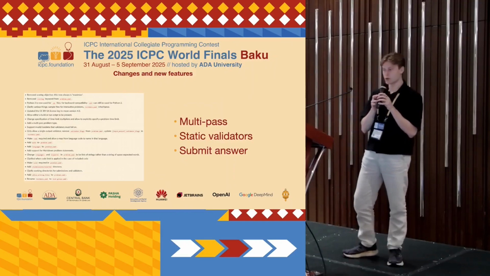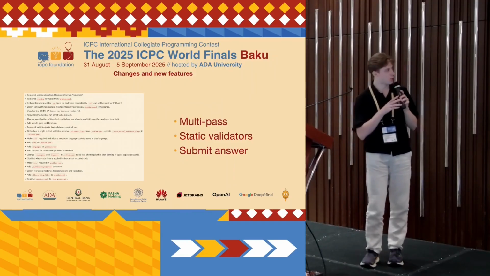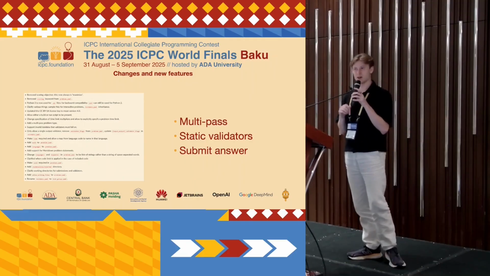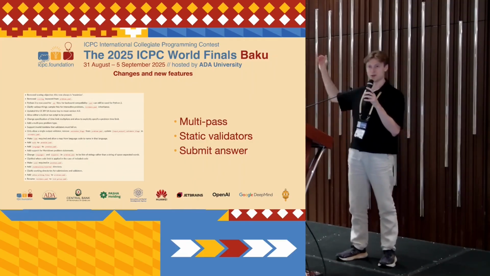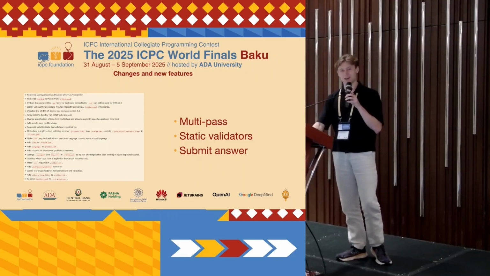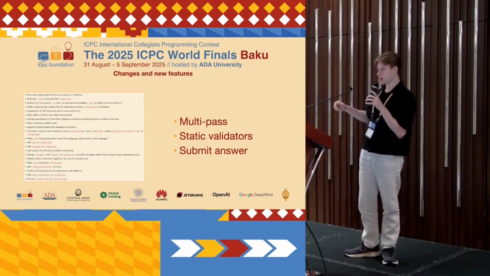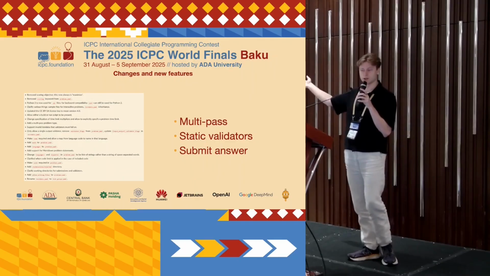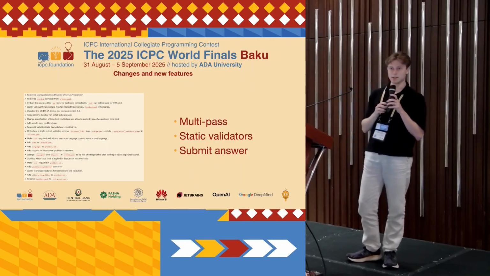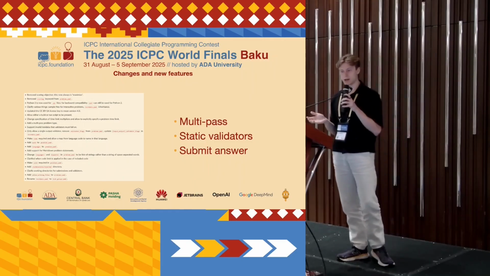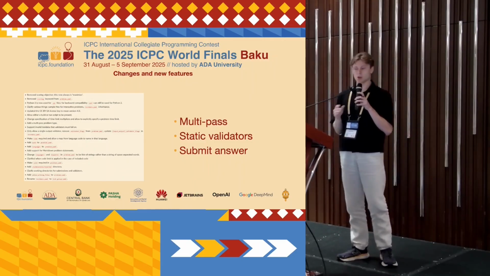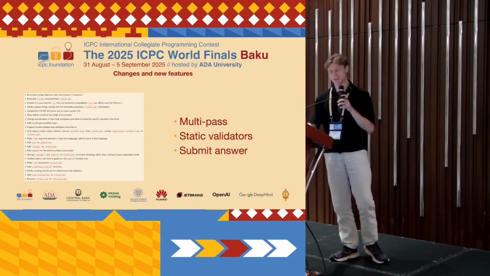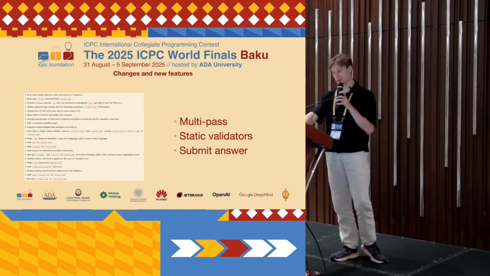So I'm going to be going over some changes. As you can see, there's quite a lot of changes, and I would argue not everything is fully listed, and many of the bullet points are very, very complex, and we could talk about them for many, many hours. So I've limited myself to mostly talk about the 3 points you see there: multipass, static validators, and submit answer. Because I feel like these deserve some extra time. And I'll also give a brief overview of some changes that I would like to talk even longer about, but that I only had a little bit of time to talk about.